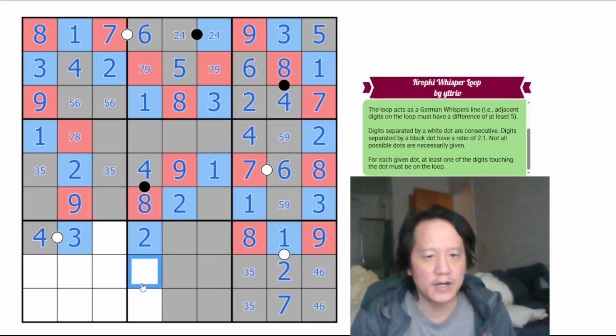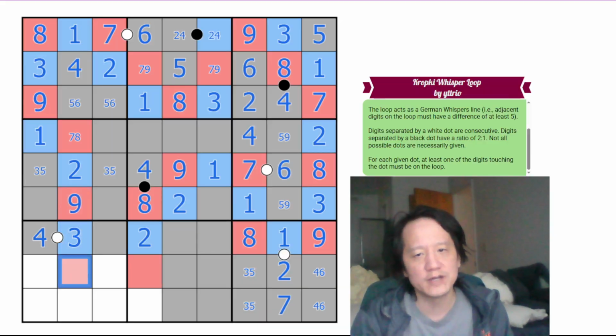Can you go high here? Possibly. If you go high here, this would be a 7 at most, and 7 cannot be next to 3. So this wouldn't work. So this cannot be high. It has to go this way, which means it must go this way at least. This is 8, because it cannot be 9, and 3 can only be next to 8 or 9 on a Whisper 5 line. That makes this 7.